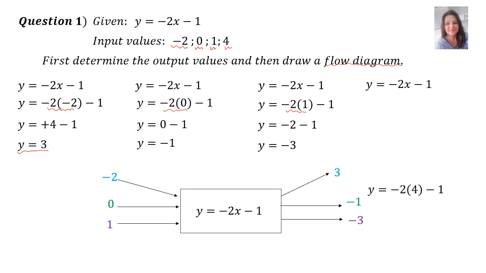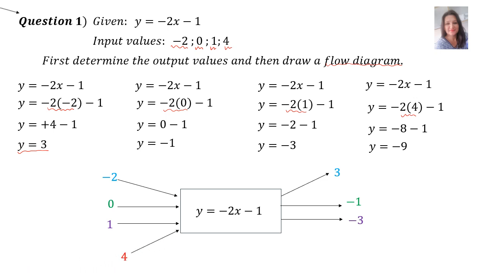Into your equation, in x's place, you substitute 4 and you use a bracket. And then you will say -2 times 4 is -8, minus 1 is -9. Therefore, on the left hand side, your input value was 4, your arrow going in, your arrow going out, and then your corresponding output value was -9.